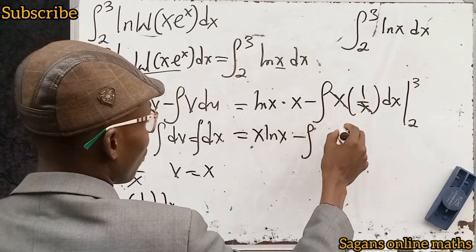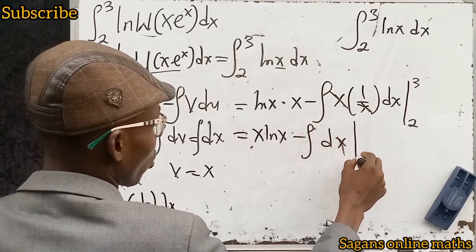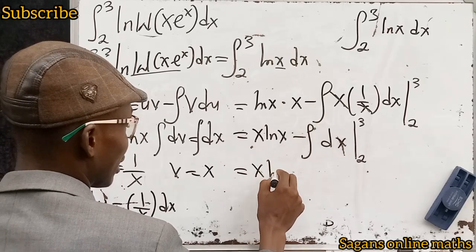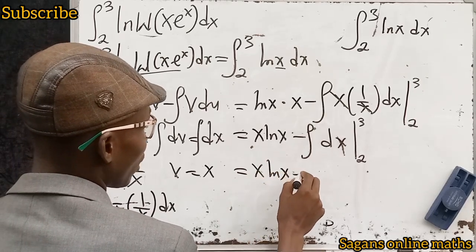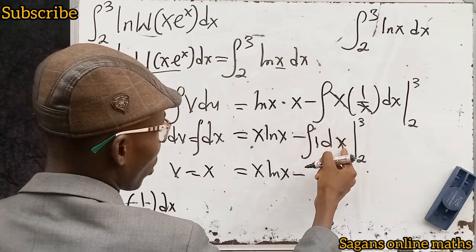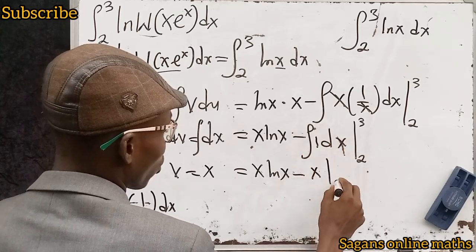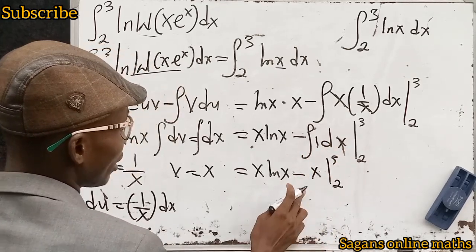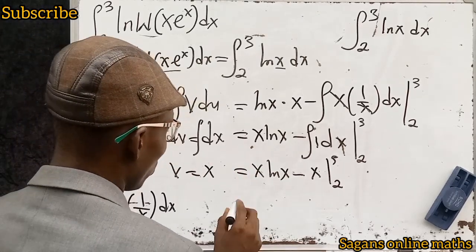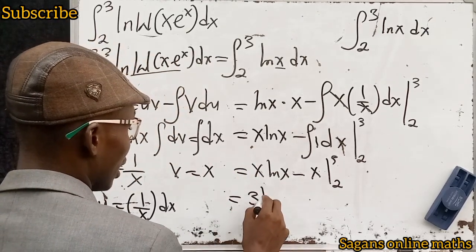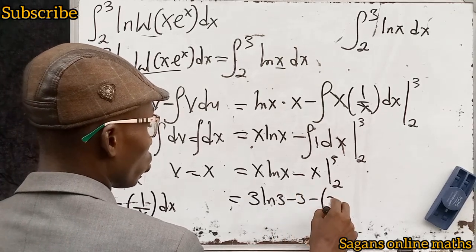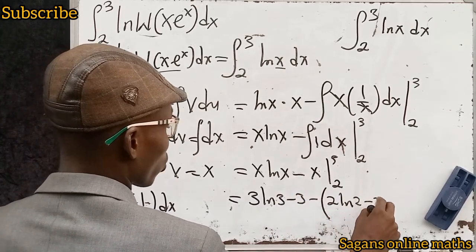This will cancel out this. We're having just the x. Our boundary is from 2 to 3. That means this will be equals to x ln x, minus the integral of 1 with respect to x, which gives us just x. And the boundary is from 2 to 3. Now we are done with this integral. We have integrated this already. So let's substitute our upper limit minus our lower limit. So this will be equals to 3 ln 3 minus 3, minus 2 ln 2 minus 2.